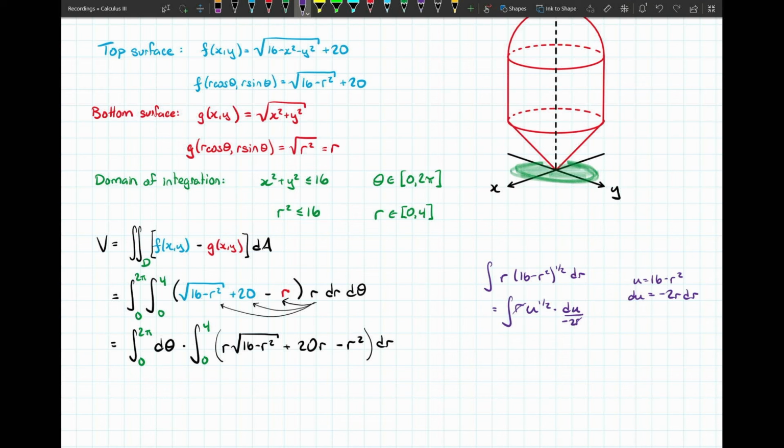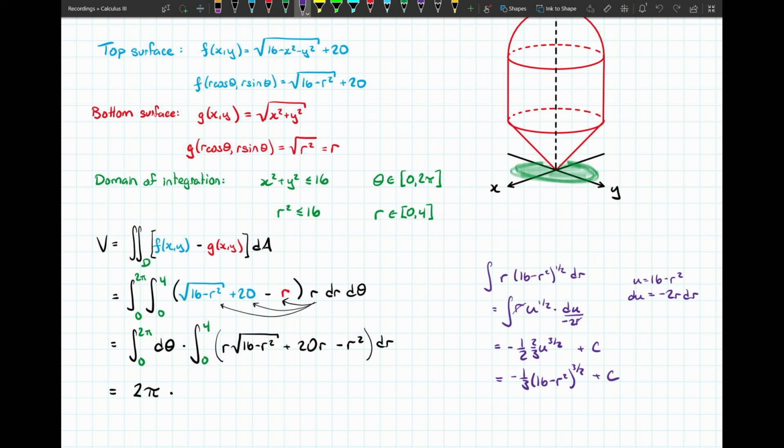The antiderivative then of u to the 1/2 is 2/3 u to the 3/2. And when we multiply negative 1/2 times 2/3, we get negative 1/3. So the general antiderivative is negative 1/3 times (16 minus r squared) to the 3/2 plus c. Now, because this is a definite integral, we'll choose to let that c equal 0. Coming back to our volume equation, this first integral just evaluates to equal 2π.